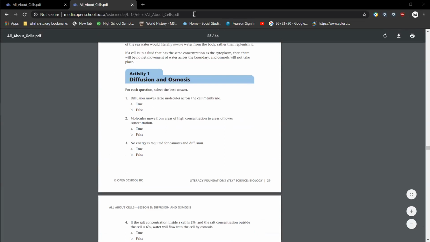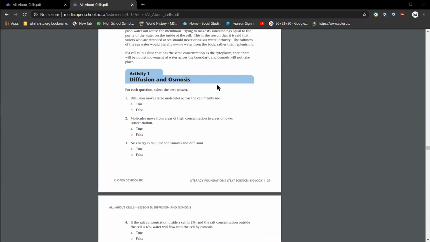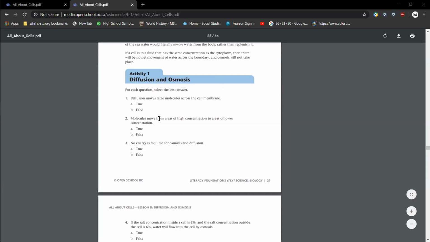Okay, so the answer here, I believe, is false. This is because the cell membrane is selectively permeable, so the larger the molecule, the more likely it's not going to move. That's why we say that diffusion is the movement of small molecules across the cell membrane. Next: molecules move from an area of high concentration to a low concentration. True or false?